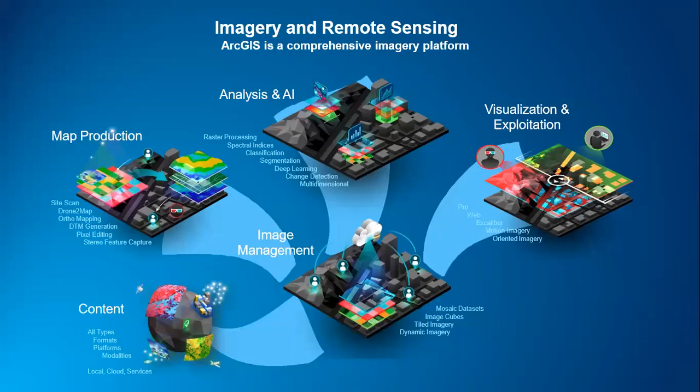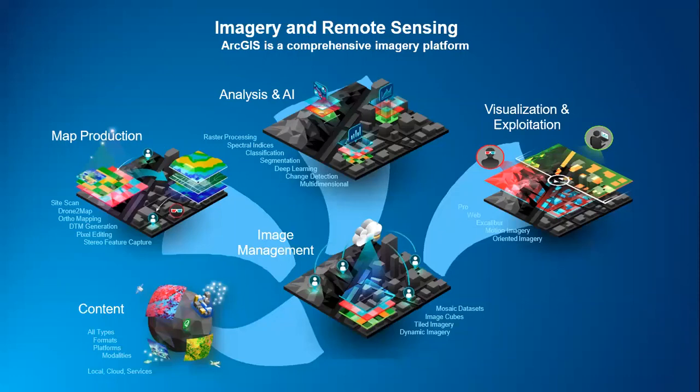The next one is analysis and AI. Here it means that you can utilize this product in raster processing, that is imagery processing, and afterwards do some analysis, let's say spectral indices, classification, segmentation, object segmentation. We have also deep learning and change detection. So those are some of the analysis you can do.